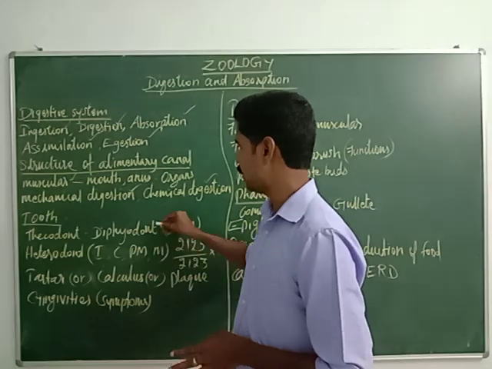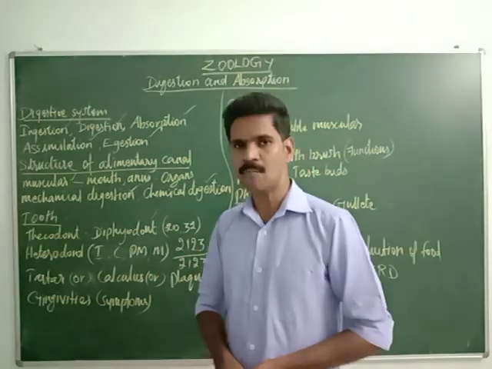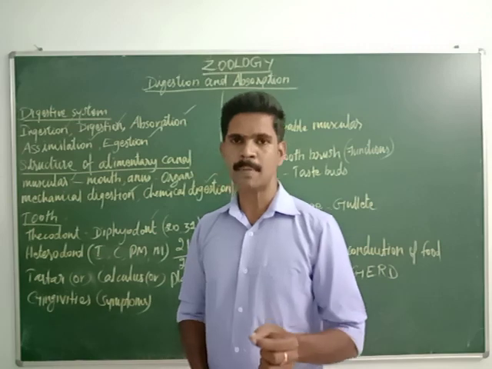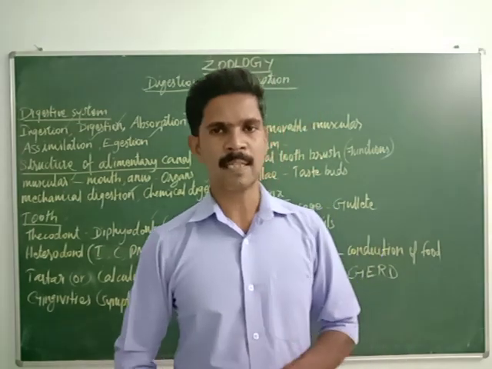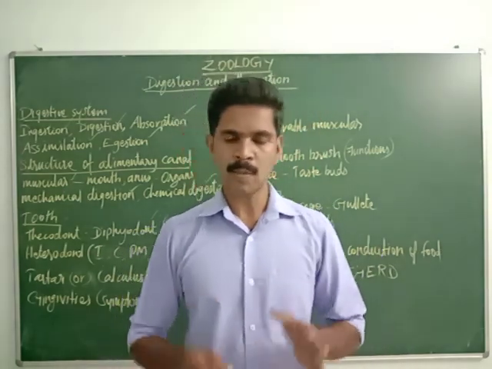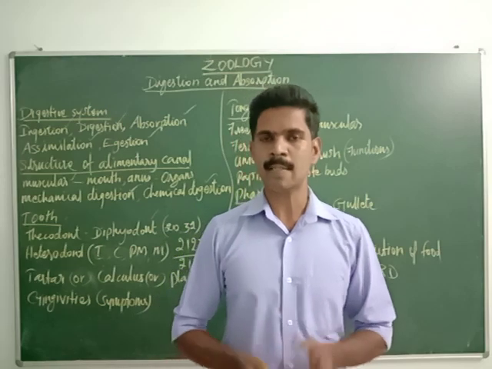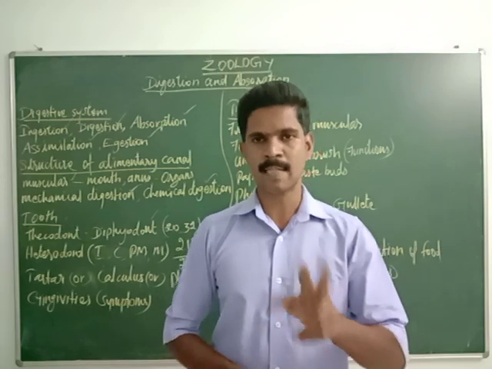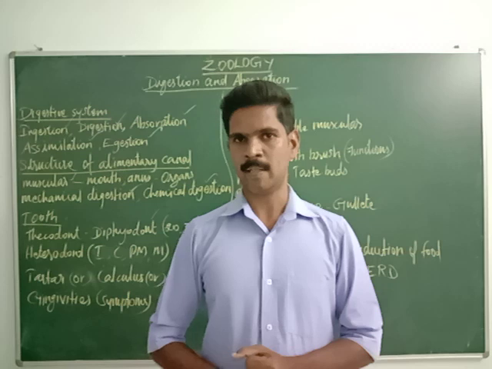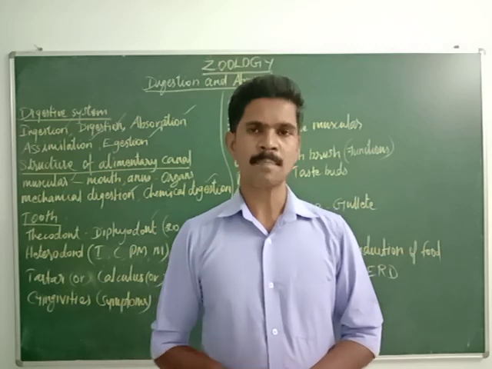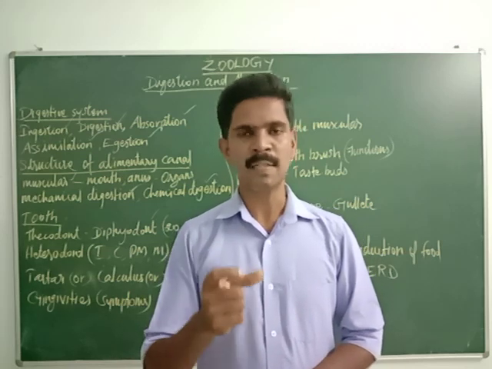Then the next point, diphyodont. Diphyodont means that in human beings there are two sets of teeth. In the lifetime of a human being, two sets of teeth grow inside the mouth. The first set of teeth is called temporary milk teeth.